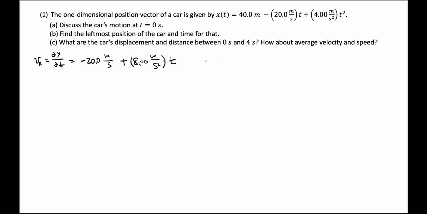And if I carry out this derivative further, then I have a_x equals dv_x/dt, the second derivative, and then I will get rid of this first term. The second term is 8, which becomes a constant 8.